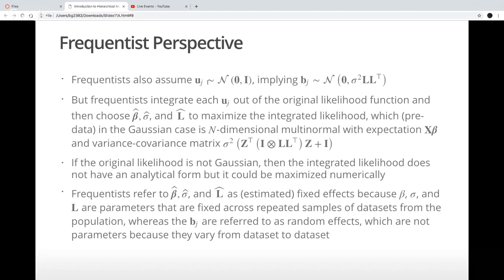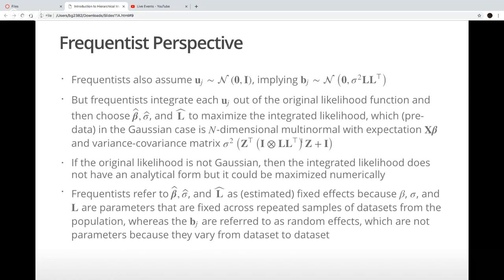And in order to get a likelihood function that's amenable to maximization, they need to integrate those out of the original likelihood function, which, if everything is Gaussian, can be done analytically in this one case. It leaves an integrated likelihood function that's multivariate normal, with expectation x times beta, and whose variance-covariance matrix, which is n times n, is this expression here involving z and L times L transpose and all that. So they're choosing beta and sigma and L to maximize a multivariate normal likelihood.